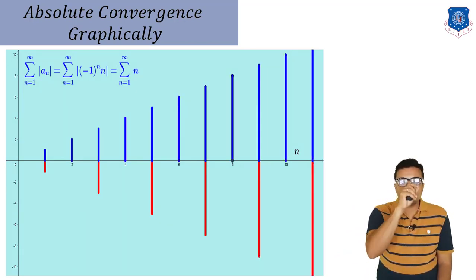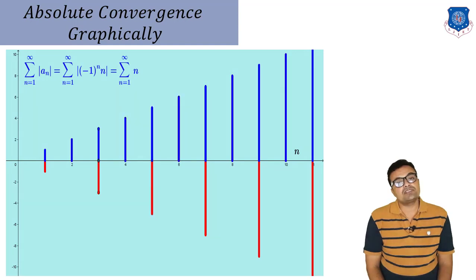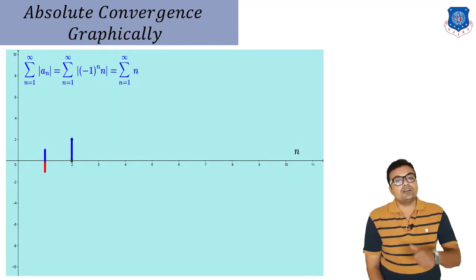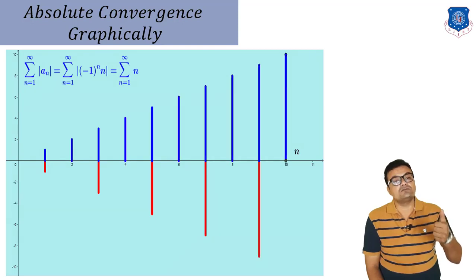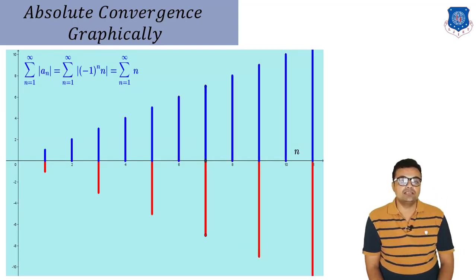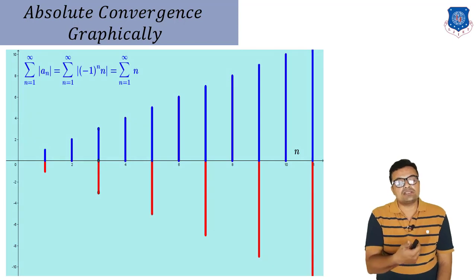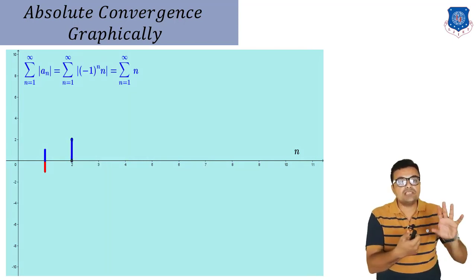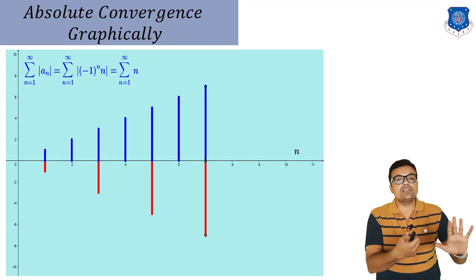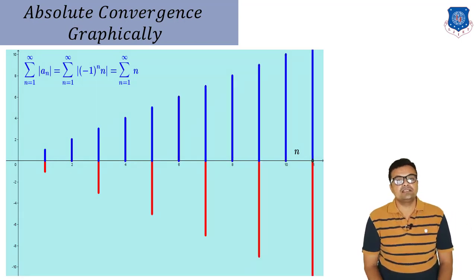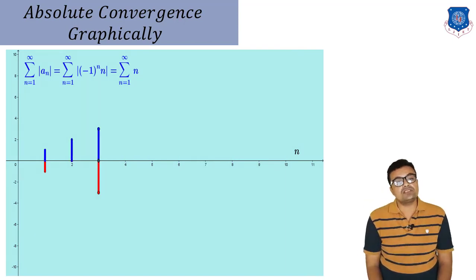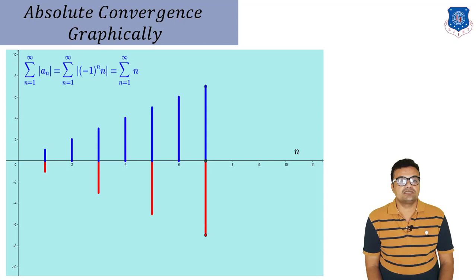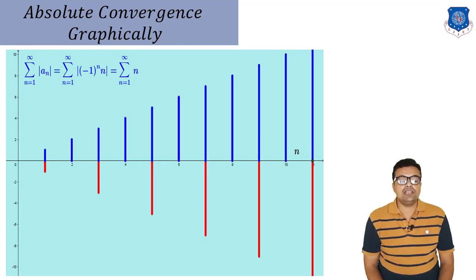If this new series of blue bars is convergent, then I can say that the alternating series minus 1 raised to n into n is convergent absolutely. So see, it is not regular convergence, it is convergence under the condition of absolute values, so it is absolute convergence. In this case you can see dramatically the values are moving towards infinity, and so this series is divergent. So it is not absolutely convergent.